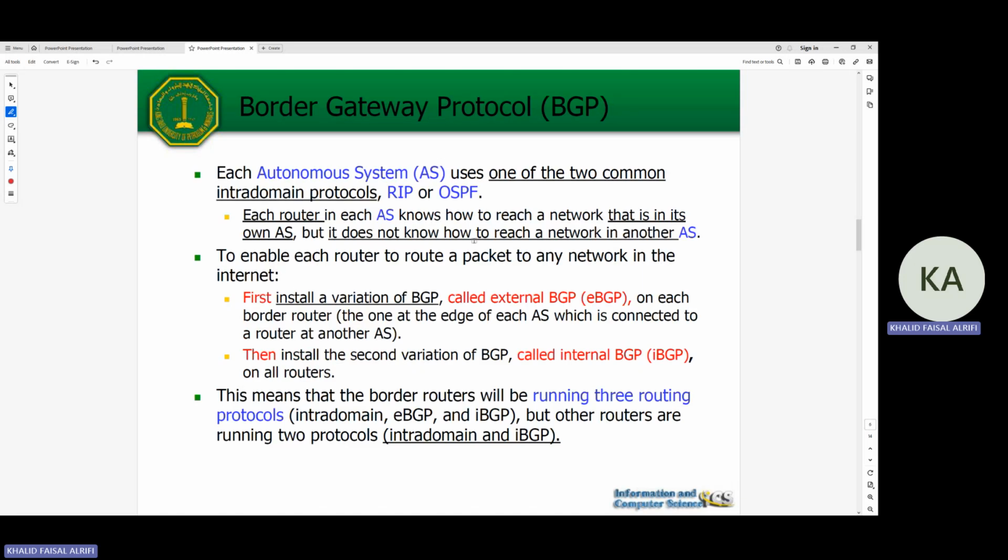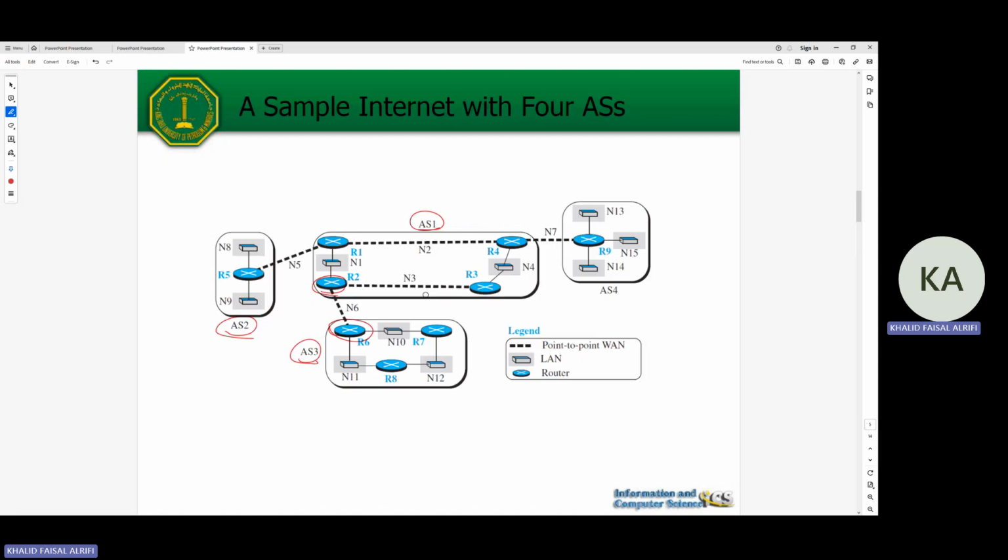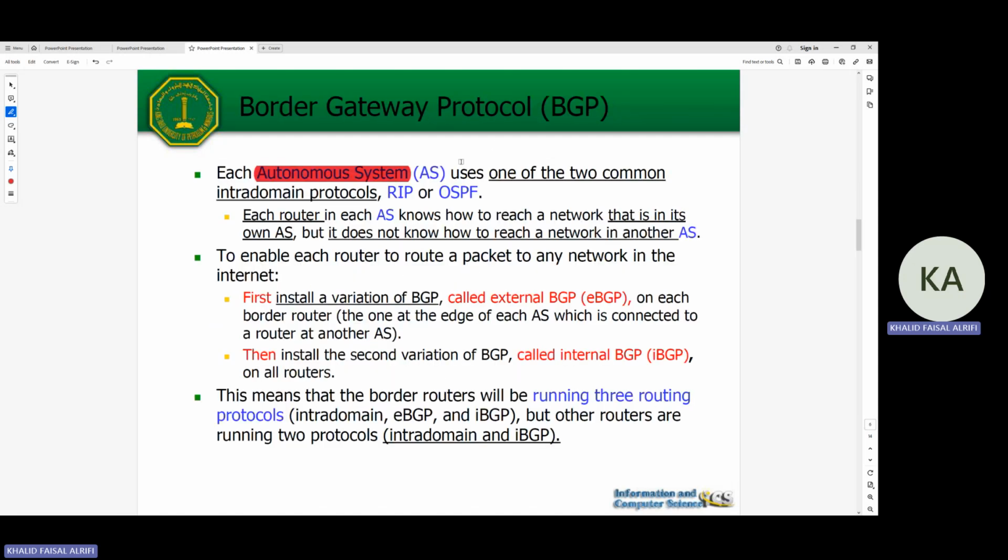So here you have more examples about it. He tells you here, yeah, autonomous system. Okay, the AS is autonomous system. So the BGP's job is to allow you to communicate between different autonomous systems. It's the only inter-domain protocol. Each router in each autonomous system knows how to reach a network in its own autonomous system, but it does not know how to reach a network in another autonomous system. So here we are talking about external communication. We will need to use the services of BGP. So first of all, it will instantiate a variation of BGP called external BGP.